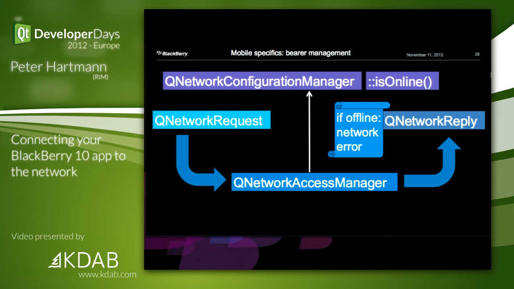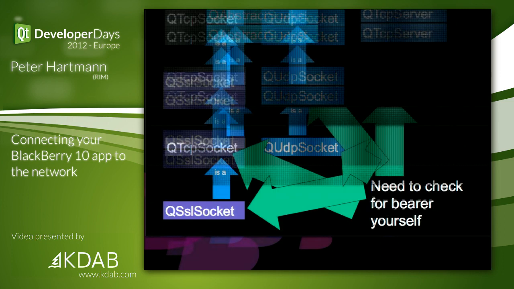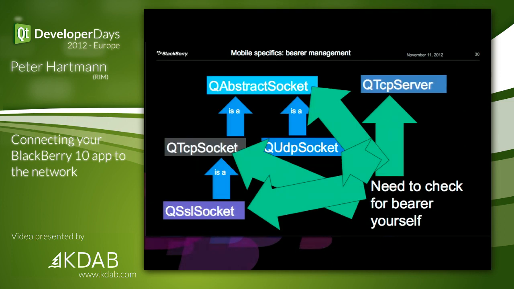Now, if you're not using the network access API, but the socket classes, then you need to do it yourself. Meaning, check the QNetworkConfigurationManager or just send the request and then handle the error. Whoever writes an app with the network should handle the case where you're not online well.